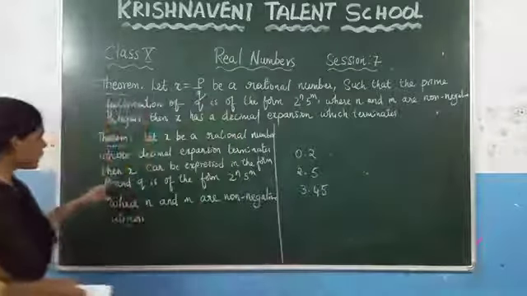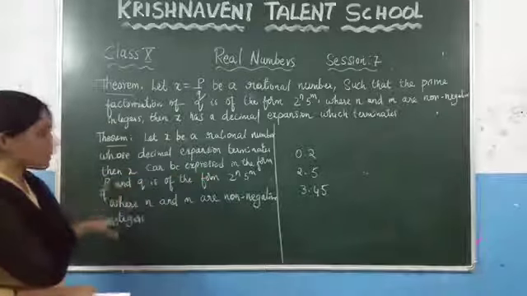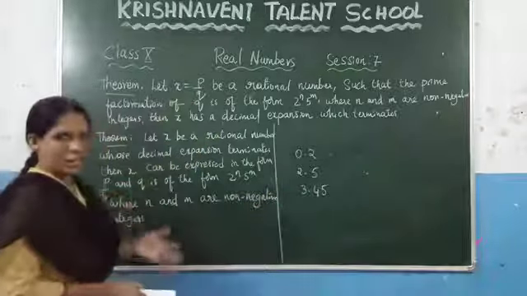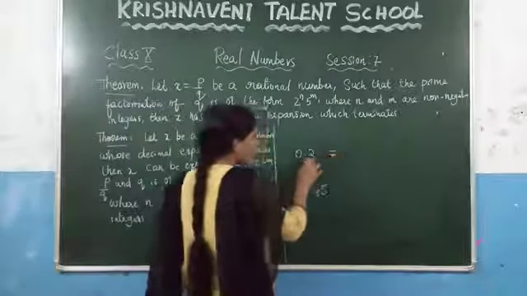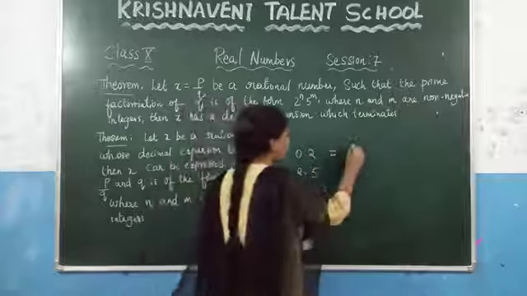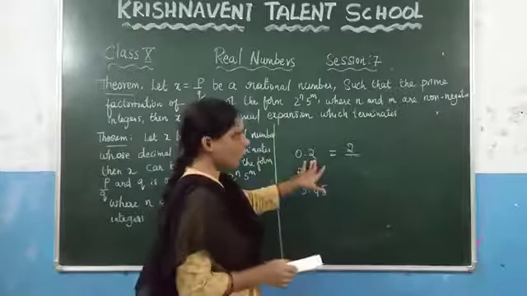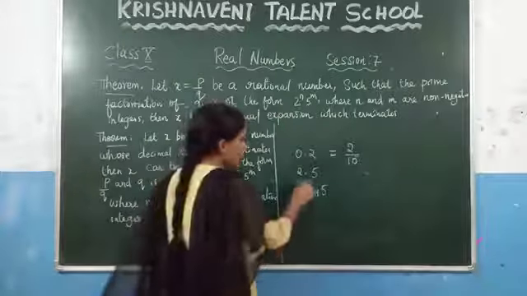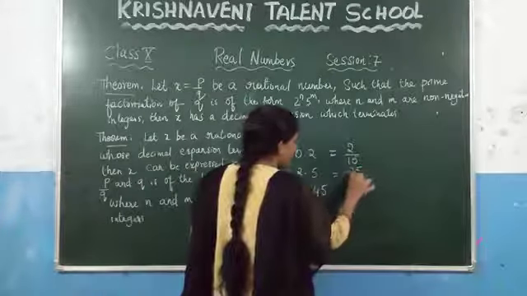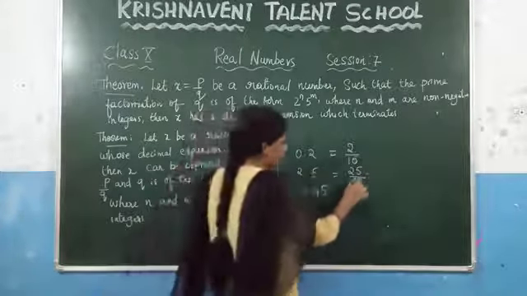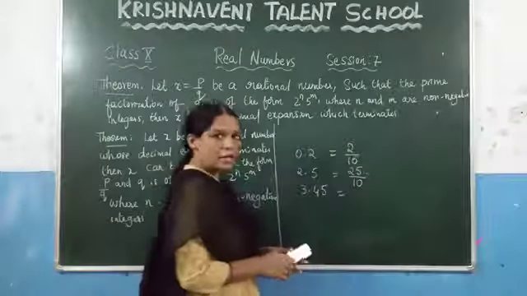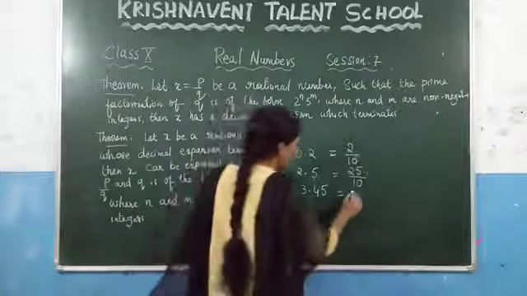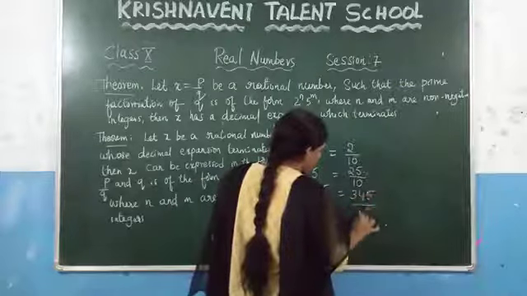Now, what the theorem says here, then x can be expressed in the form p by q. Then we can express this decimal expansion in the form p by q. How can we write 0.2? You can write it as 2 by, after the decimal point, how many numbers are there? One number is there. So we can write it as 2 by 10. And again, 2.5 we can write as 25 by 10, since after the decimal point only one number is there. And in 3.45, after the decimal point, two numbers are there. So we can write it as 345 by 100.